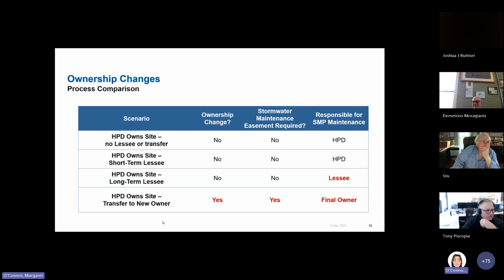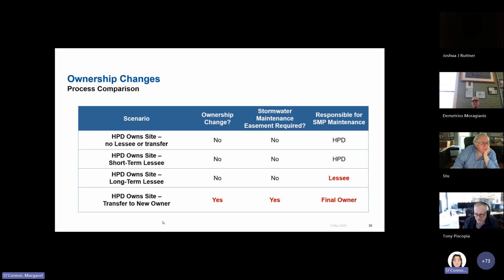So in those cases, HPD may designate the lessee as the entity responsible for the maintenance, and there's a place to do that in the SWIPs. By doing that, the maintenance entity would be the first entity we would reach out to if we wanted to schedule an inspection or if we had an issue at the site. If we didn't get anywhere with that maintenance entity, we would go to the owner. So that's generally the way it works, and that's the way it would work here.